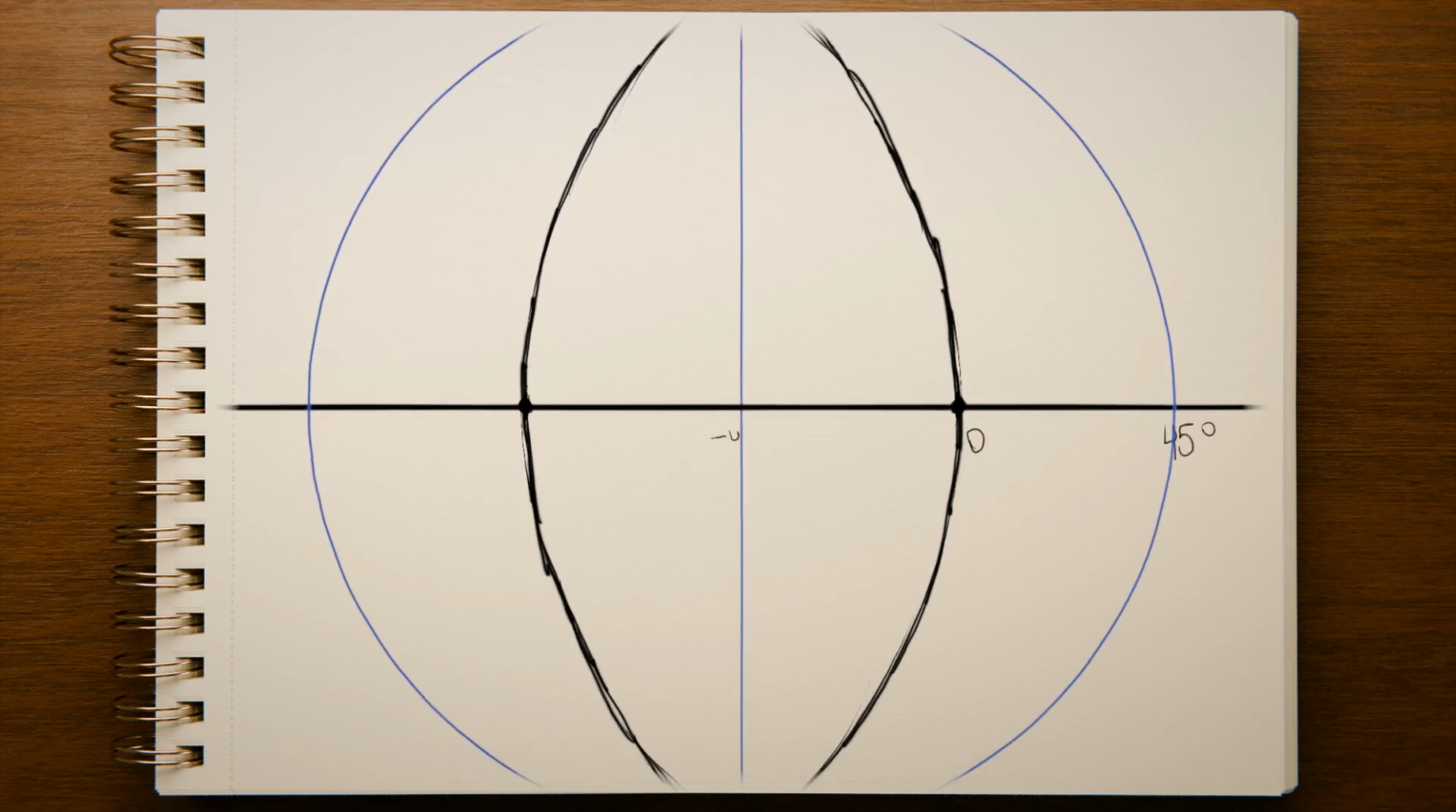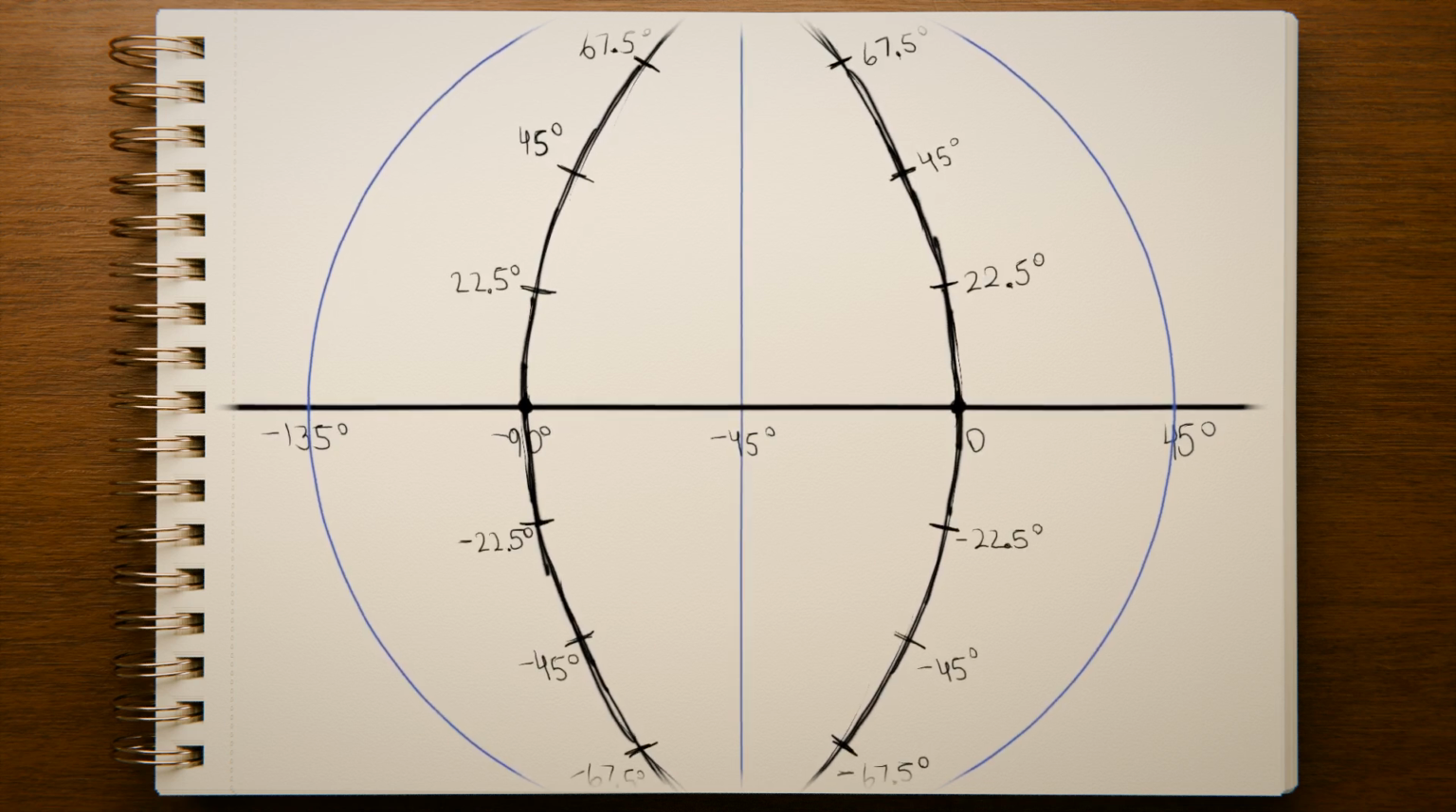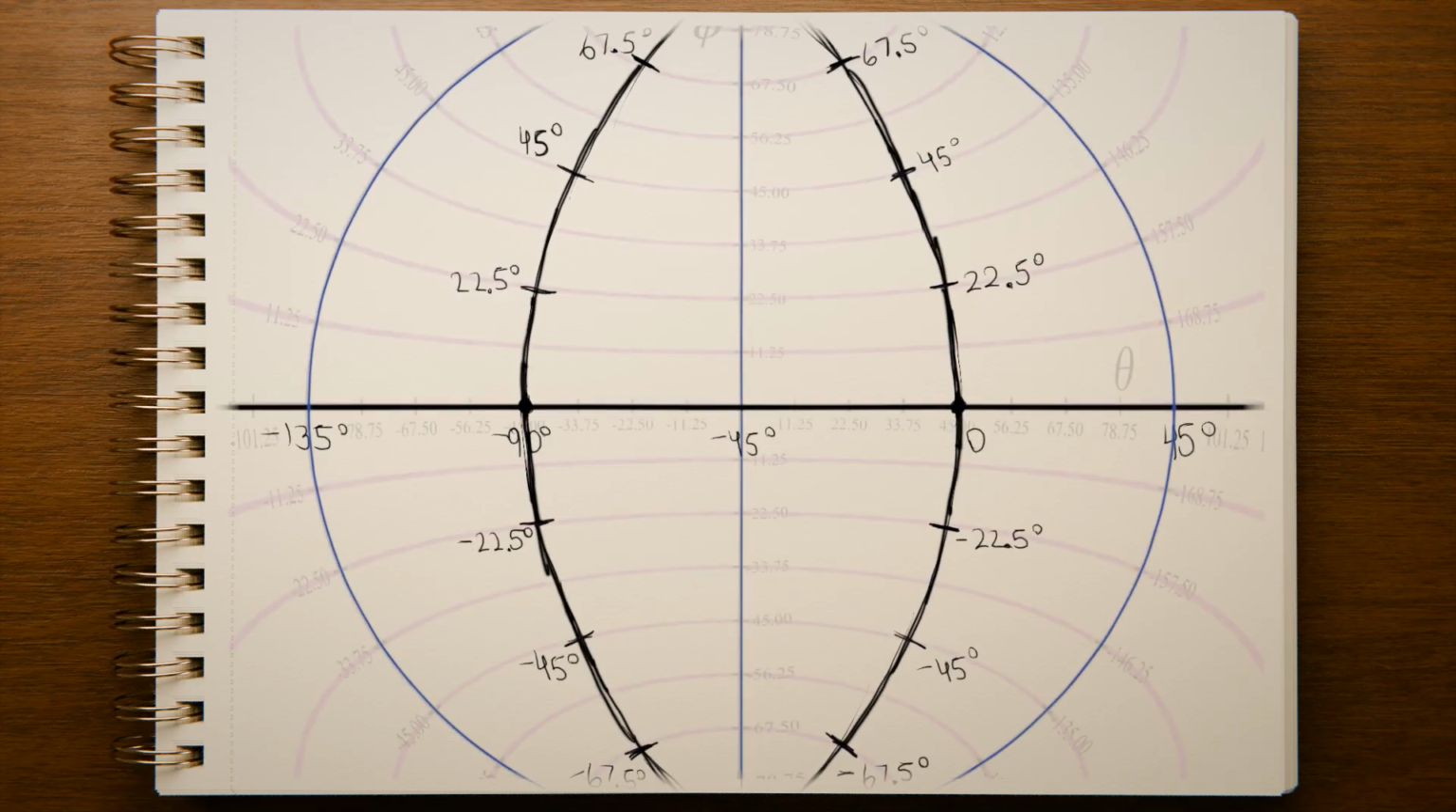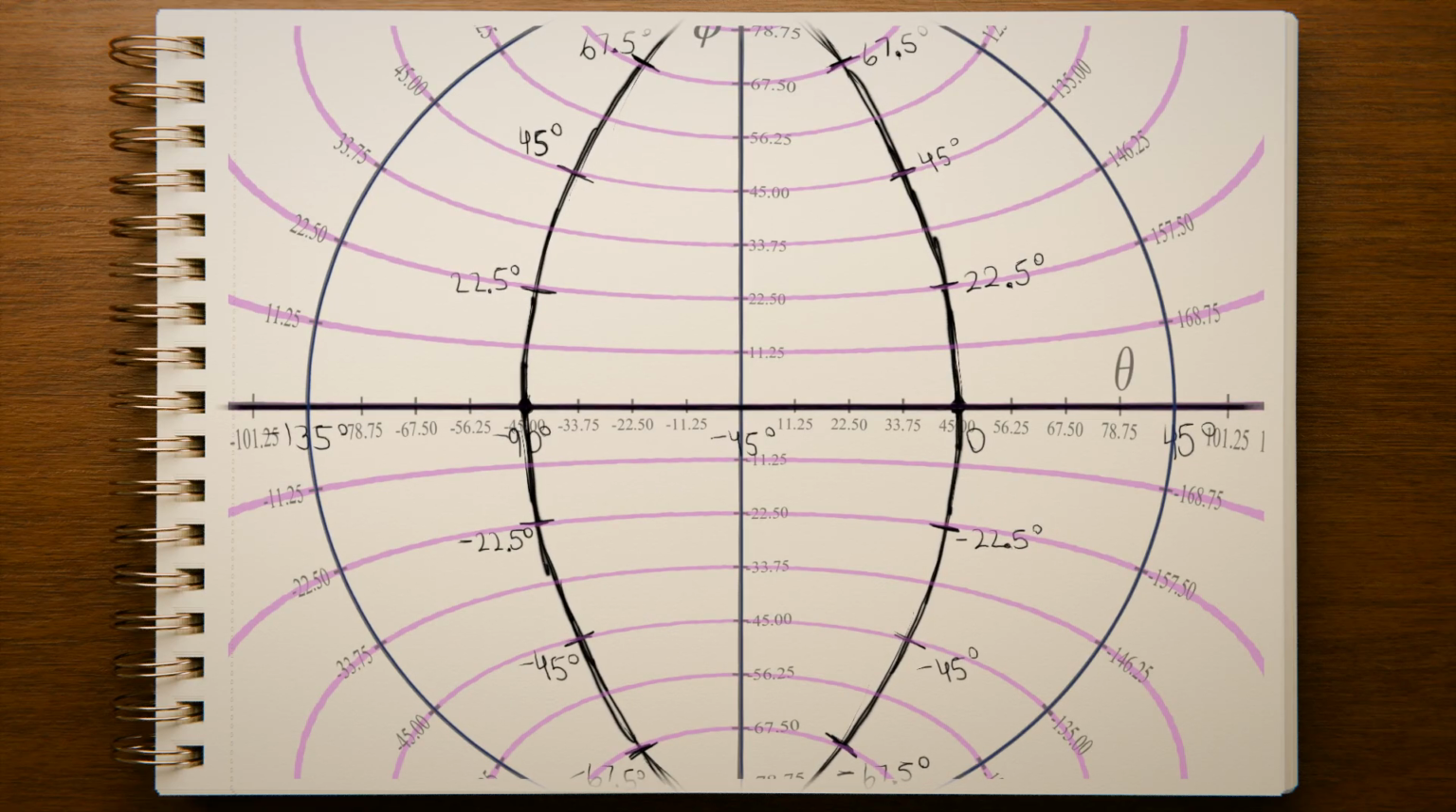Now we can put our numbers down like this. But where do we put them for these curves? I've always just eyeballed it and put 45 degrees kind of in the middle here, and then subdivided from there. But if you really care about accuracy, then you can actually use latitude lines to find the correct spots for the numbers. I just think that's too much work.